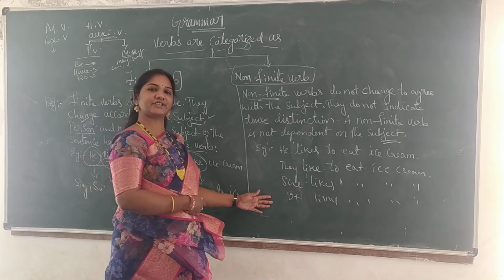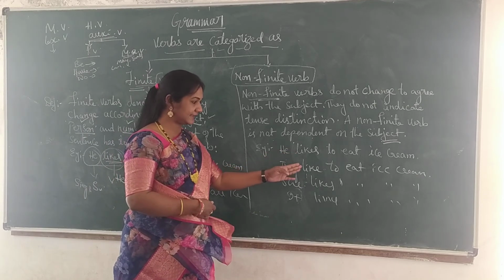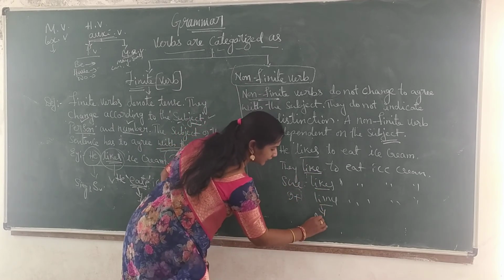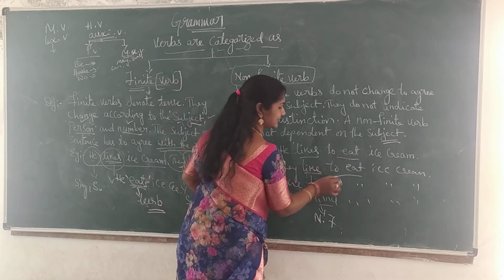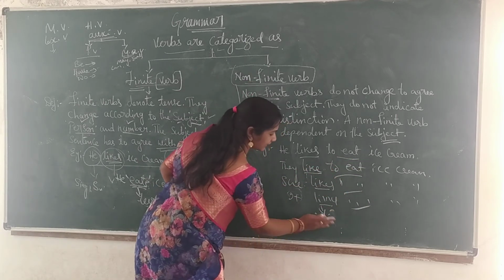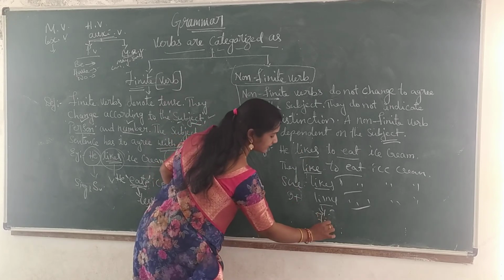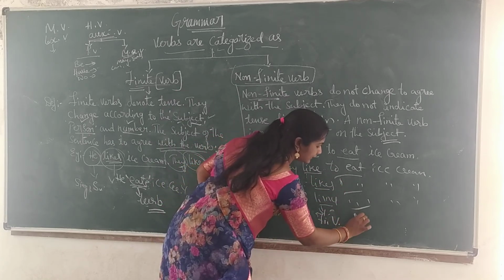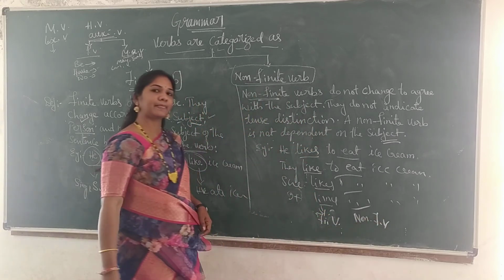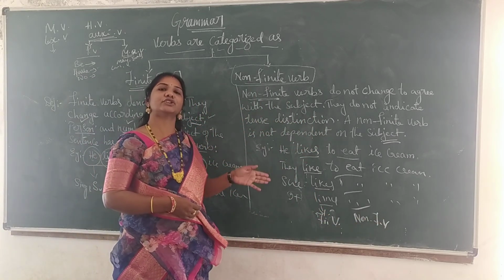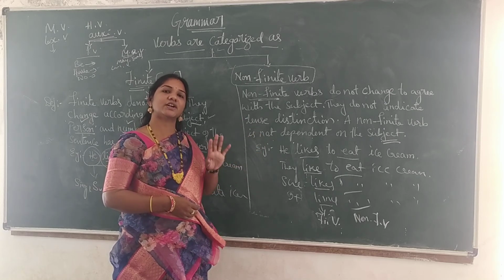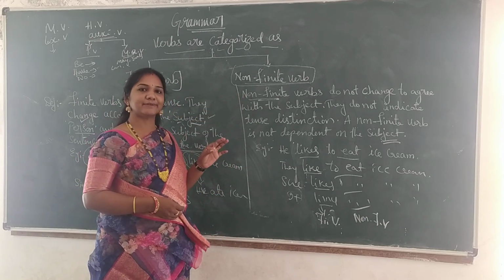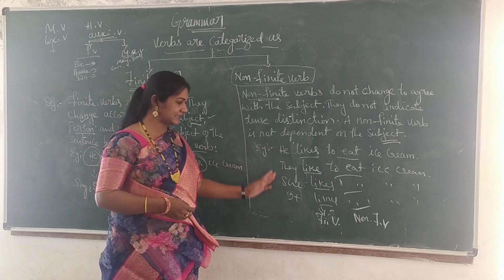So many subjects I have changed here, but likes, this is finite. Sorry, like and likes are the finite verb. And to eat will not change. So this is a non-finite verb. It means it will not change according to the subject, the number, or the tenses. So such kinds of verbs are called non-finite verbs. Do you understand? Here I have changed all the subjects.